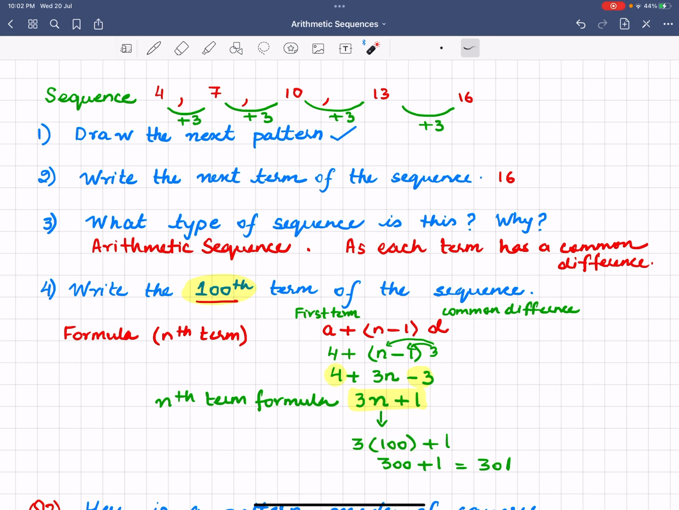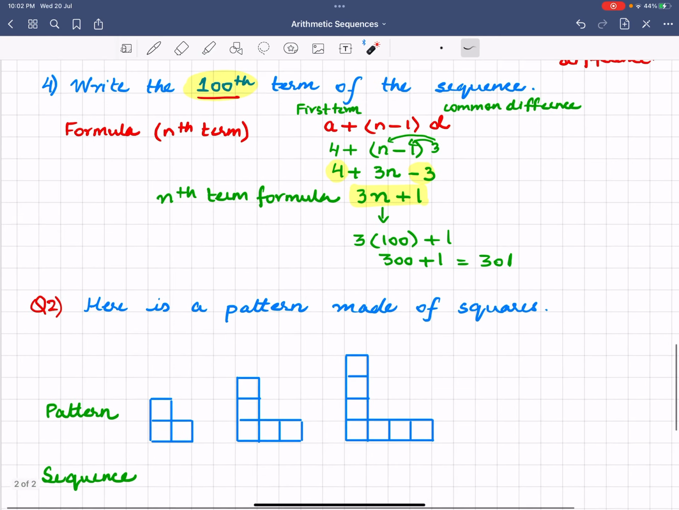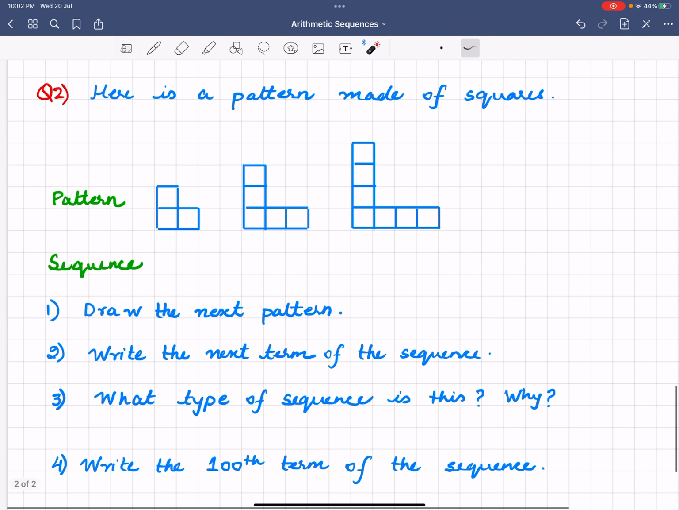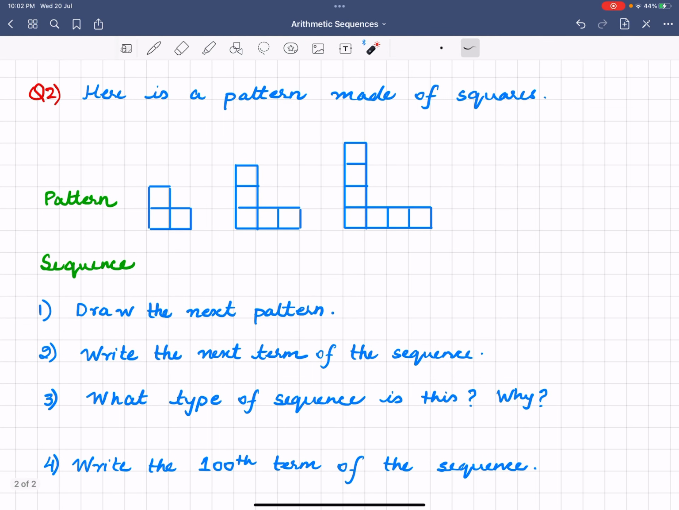So this was the first example. Let us move on and try another example. I would strongly recommend that you try this on your own, and then you can play the video and understand if your working is right or not.